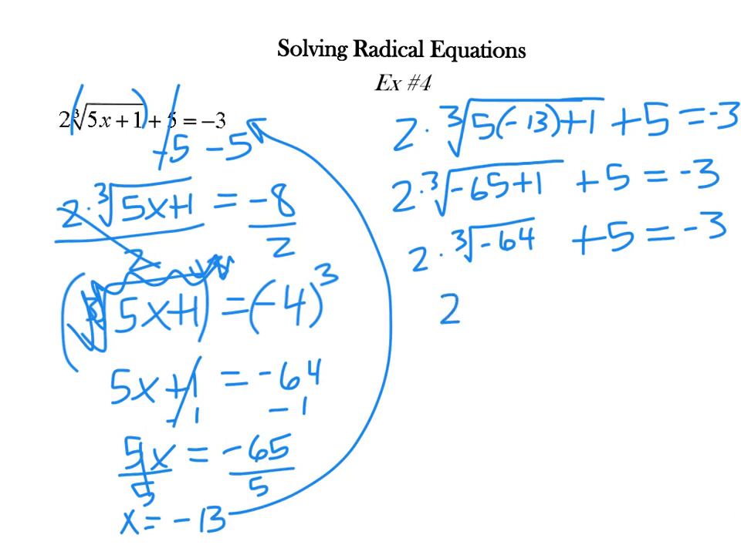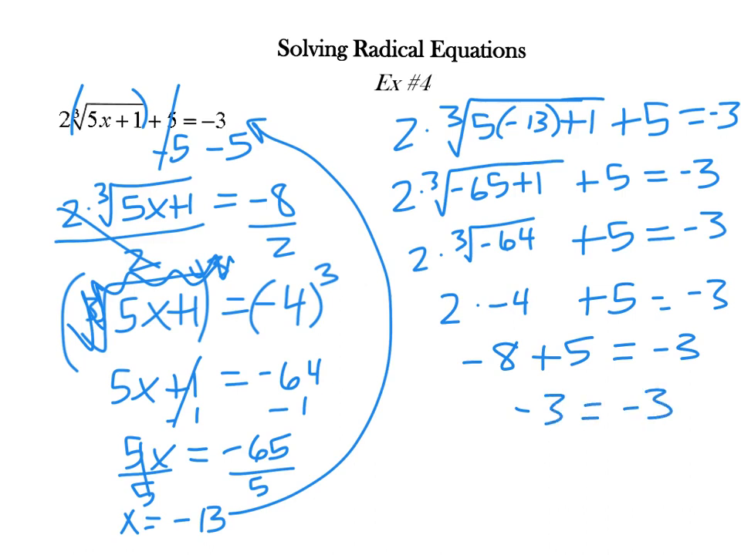So here we have 2 times negative 4 plus 5. PEMDAS says that we do multiplication before addition. So we're going to multiply this piece first. Negative 8 plus 5 equals negative 3. Negative 8 plus 5 is negative 3, equals negative 3. Since the left-hand side equals the right-hand side, we have ourselves a solution.